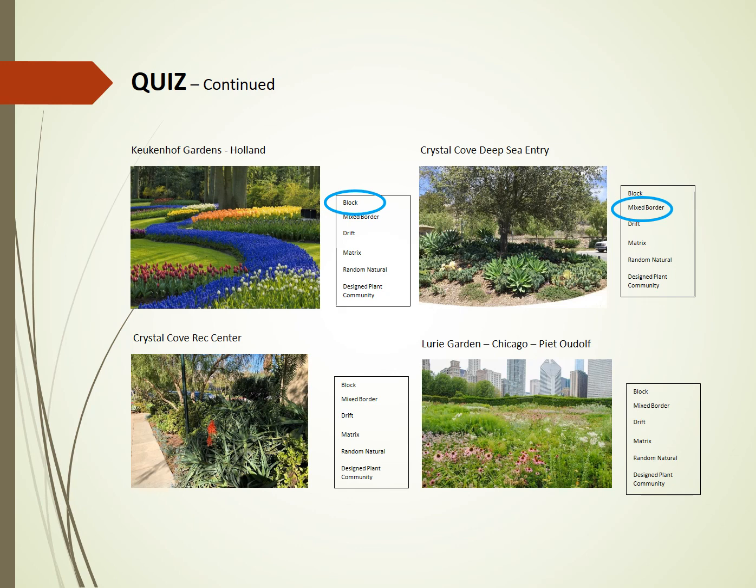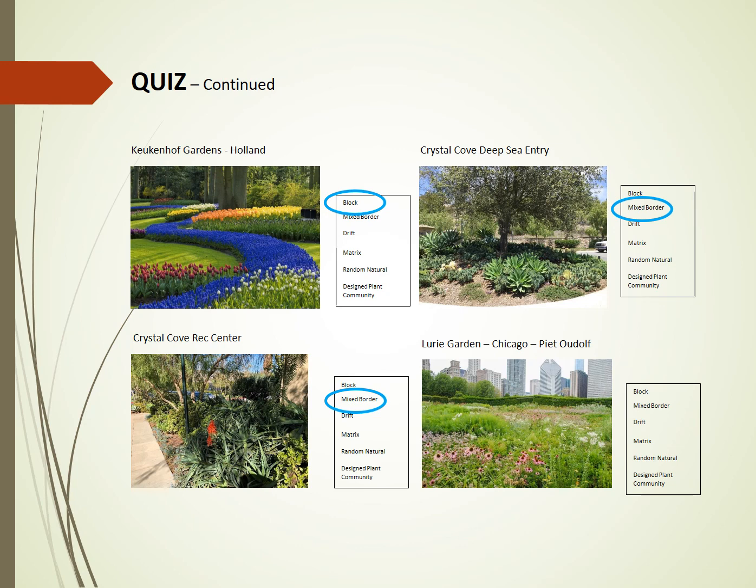Another one at Crystal Cove down at the Rec Center. This one has been allowed to intermingle, but it is really, well, it shows a matrix, which is wrong. It's really another mixed border planting design model. I will fix that in the slideshow.